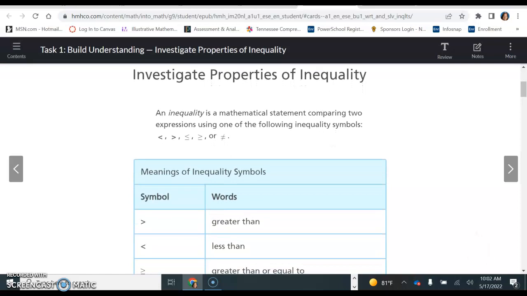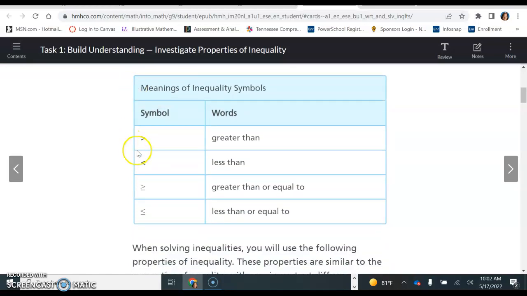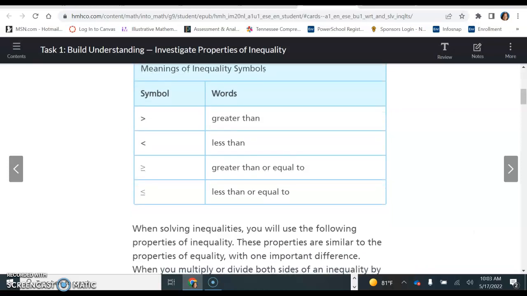All right, so these are important to know, and make sure that you know what these symbols are. So here's a little table that goes through these, and you can add the not equal to your table as well if you need that. So that'd be good information to have in your notes.